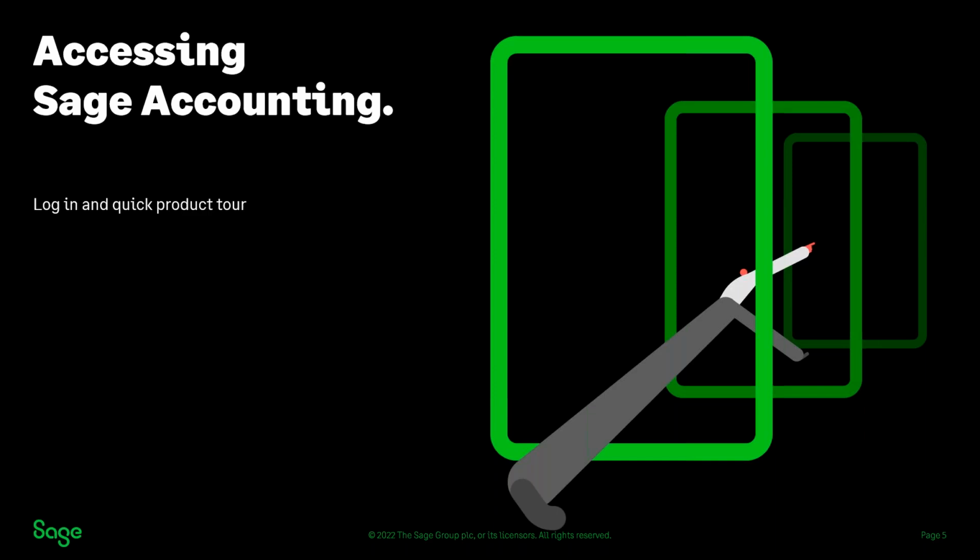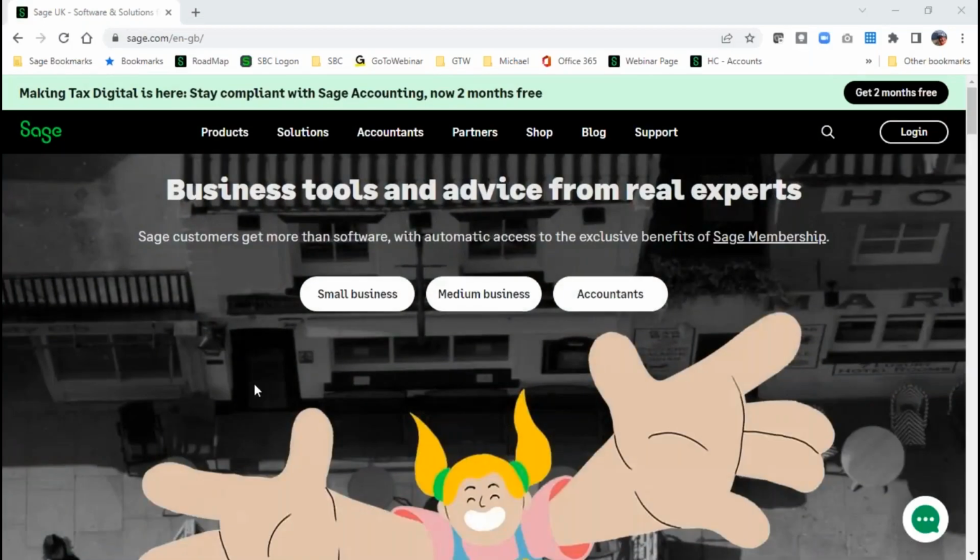So I'll quickly share my desktop. You'll see I've just got my browser open at the moment. I'm on the main Sage website, so I'm just on sage.com. This is where you would come to find out more information about the products, the features that are available, pricing information, you name it, it'll be on there. There's contact options as well.